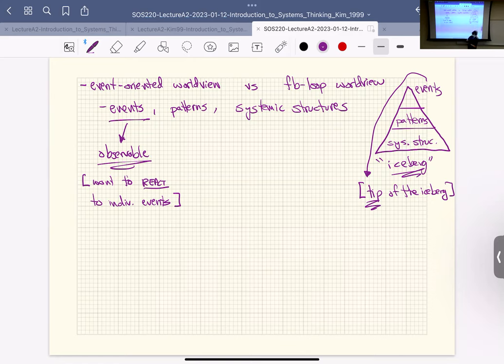So then they talk about patterns here. You could imagine that if you do that enough, you can keep a record of it. And this is sort of like a record of many events.